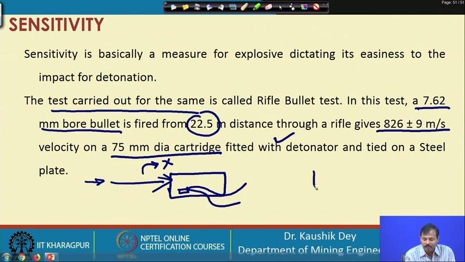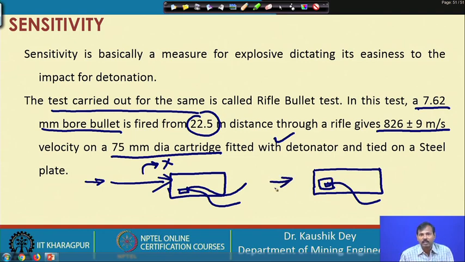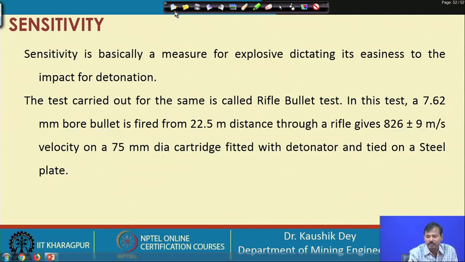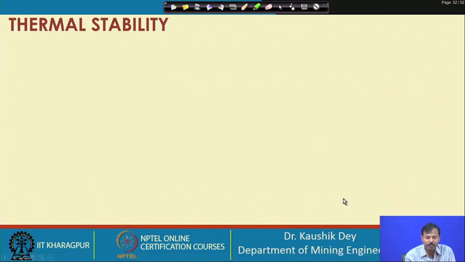Similarly, if the explosive is non-cap sensitive, in that case the explosive must be fitted with a booster or cap sensitive explosive, which must be fitted with a detonator, and the total system will be subjected to the rifle bullet test. So, this is the principle of this test, and this principle is very good to understand the sensitivity of the total explosive system or the charge system, whether it can be prematurely blasted or not.